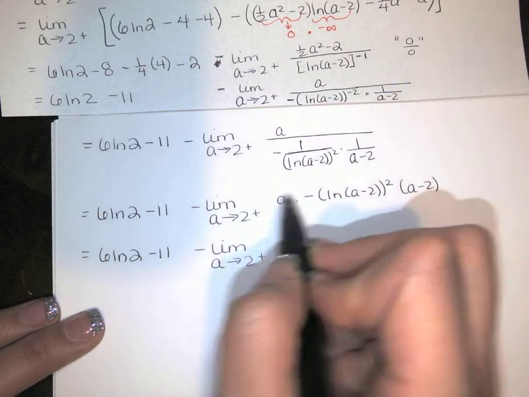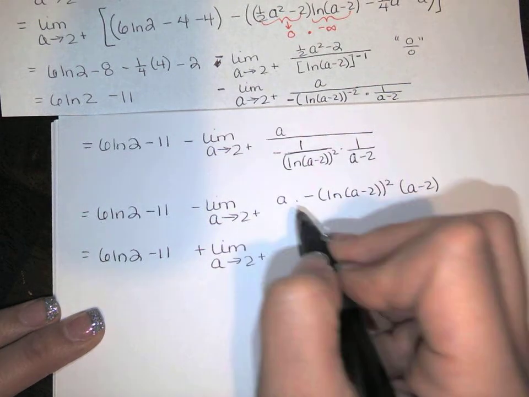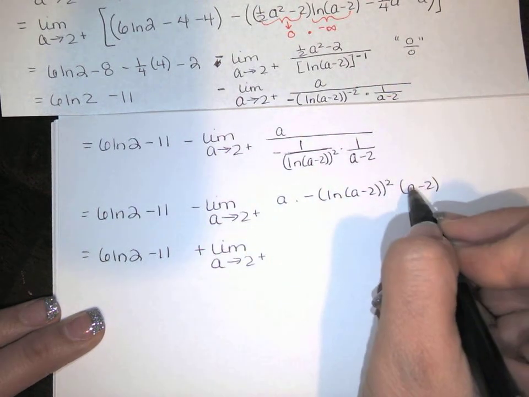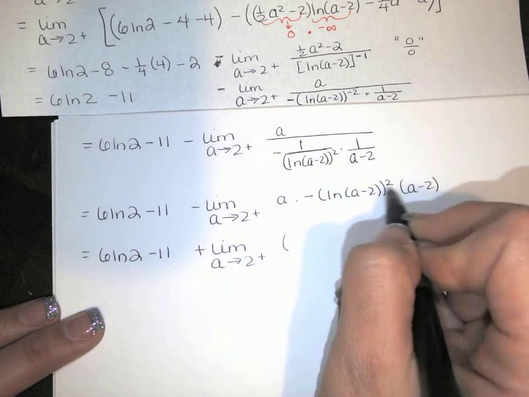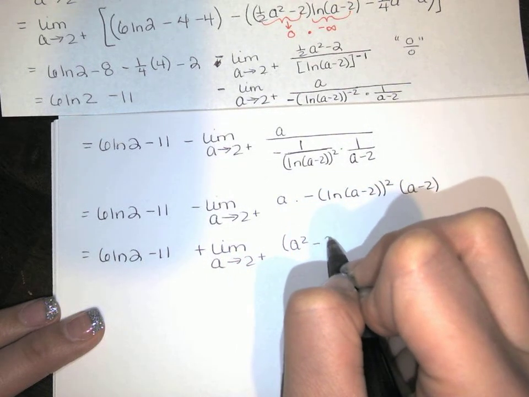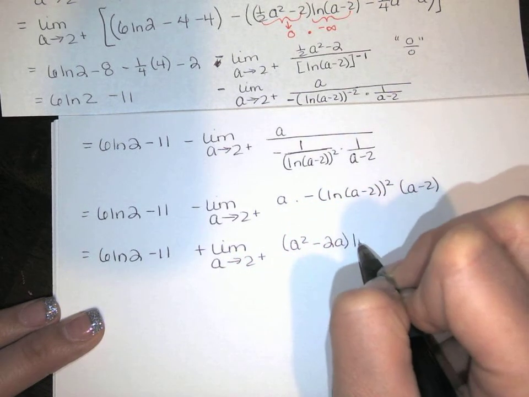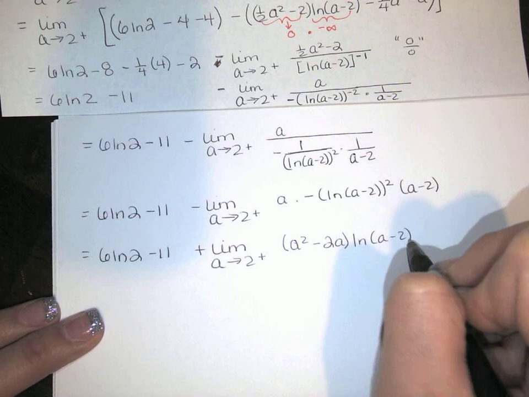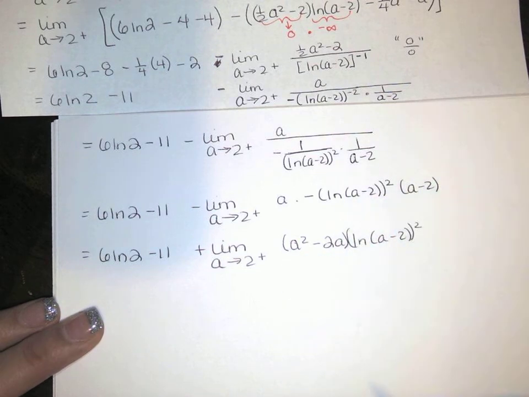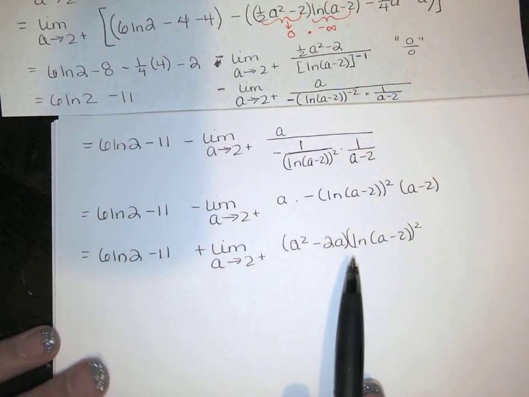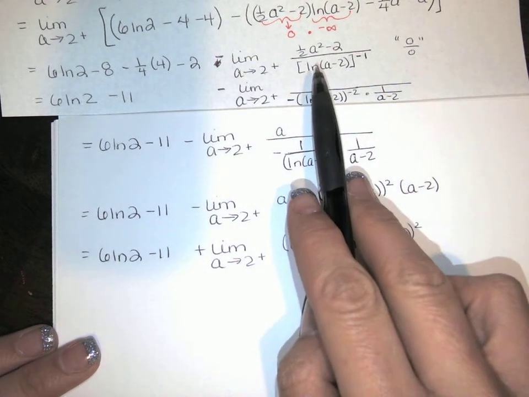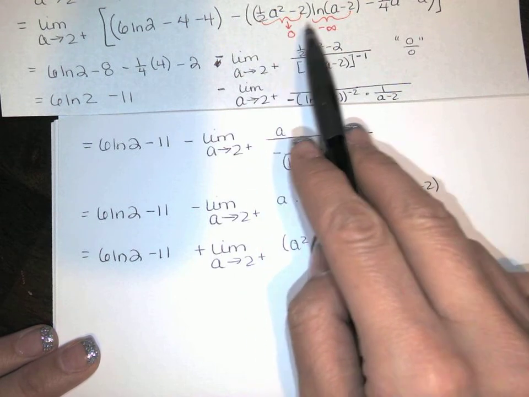Got a negative times a negative, that's a positive, and I've got an a times a minus 2. If I distribute that, I'm going to have a squared minus 2a times natural log of a minus 2 quantity squared. That was much worse than what I started with. Remember, we started with this guy back over here.